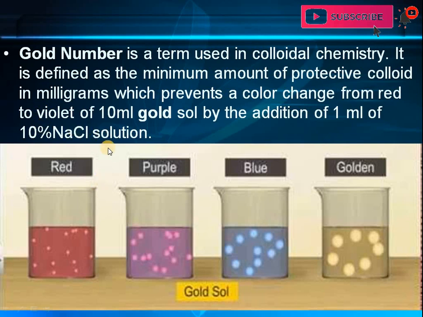So if we add this 10% NaCl solution to gold, then this color change will not be seen, but all four containers will show the color of gold particles. Gold is red in color, and this is purple, this is blue, and this is golden, which you see in your normal day-to-day life, which is done by addition of 1 ml of 10% NaCl solution to 10 ml of gold sol, which prevents the color change of the gold particles.